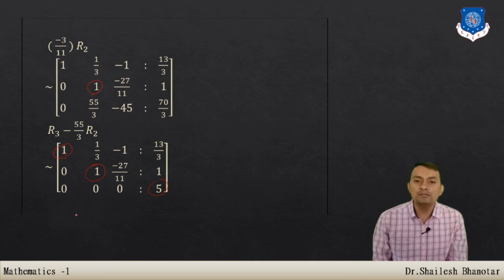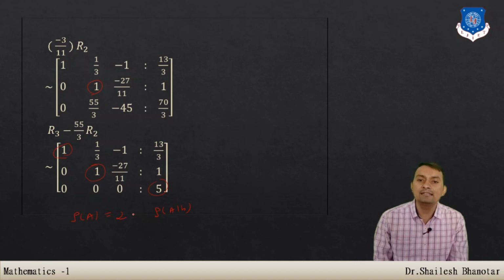But when we observe, the rank of A is 2 and the rank of the augmented matrix is exactly 3. So we can observe that the rank of A is less than the rank of the augmented matrix, which means the system has no solution.